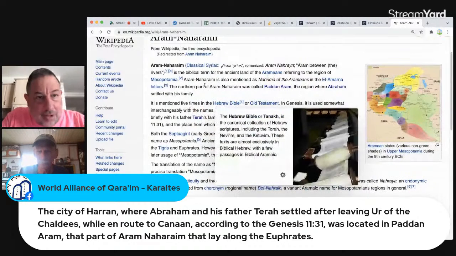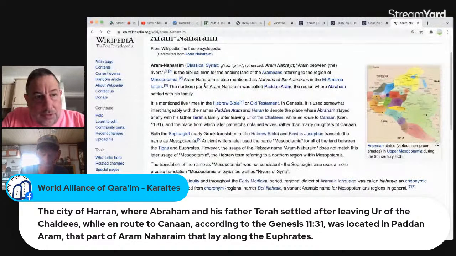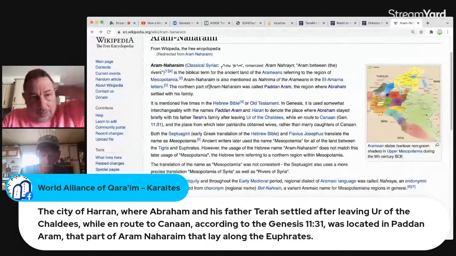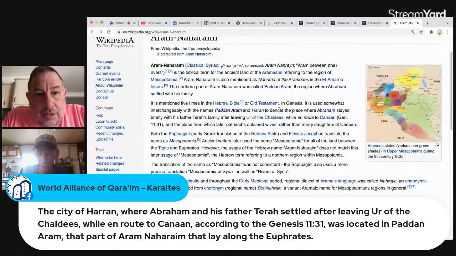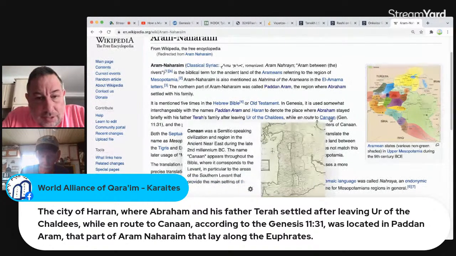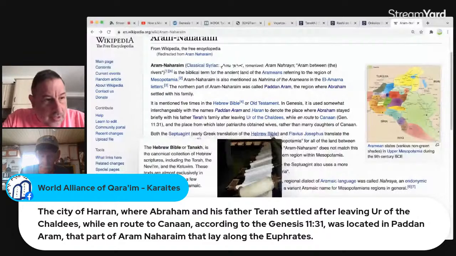The northern part of Aram Naharaim was called Padan Aram, the region where Abraham settled with his family. It is mentioned 5 times in the Hebrew Bible. In Genesis, it is used somewhat interchangeably with the names Padan, Aram, and Haran to denote the place where Abraham stayed briefly with his father Terach's family after leaving Ur of the Chaldees while en route to Canaan. So I think this pretty much, again, sums it up.